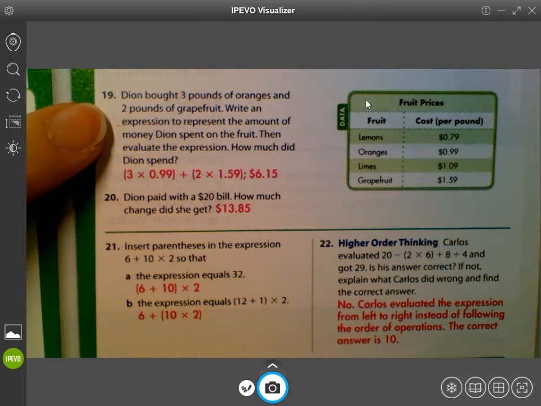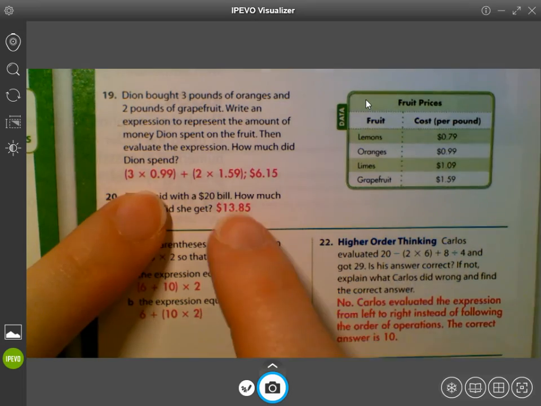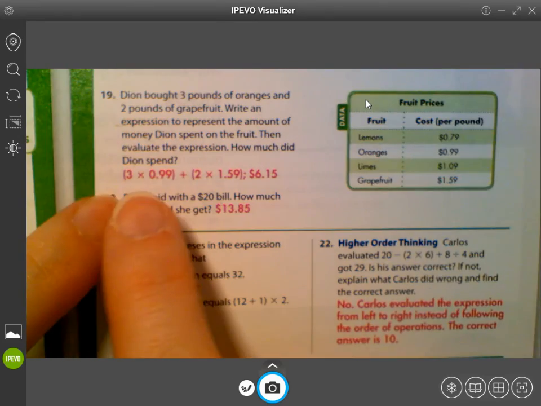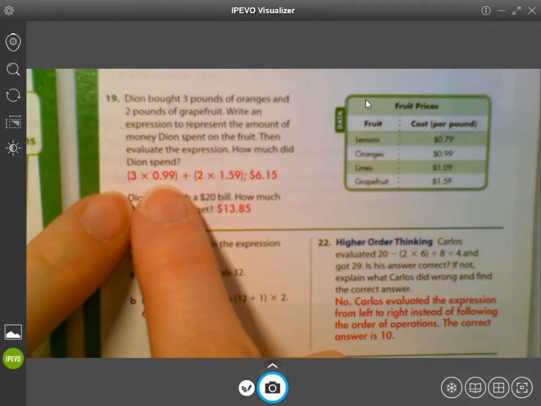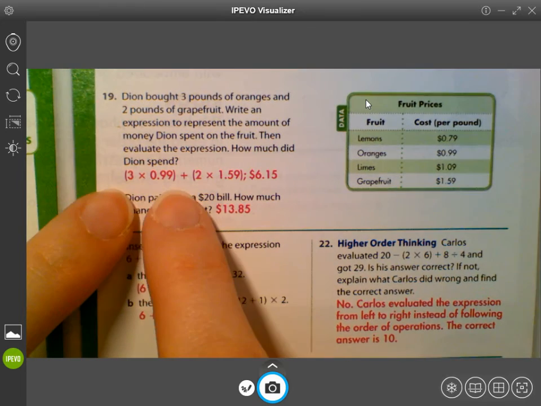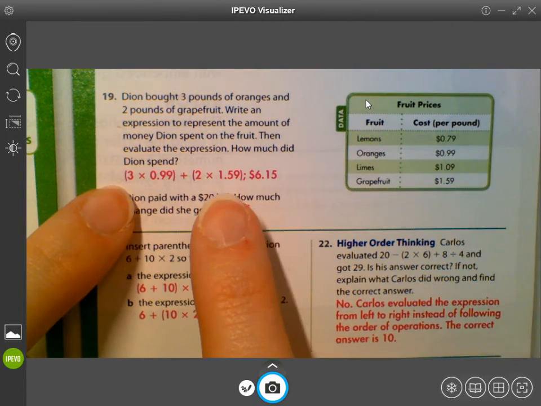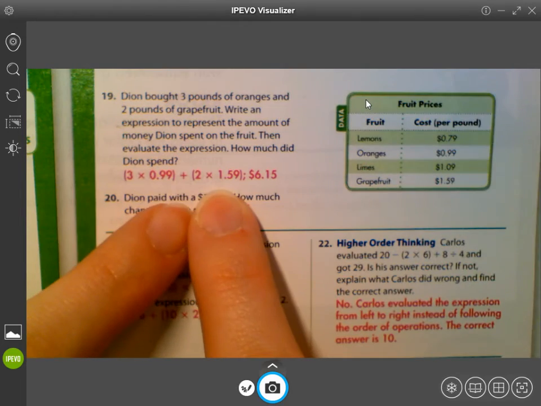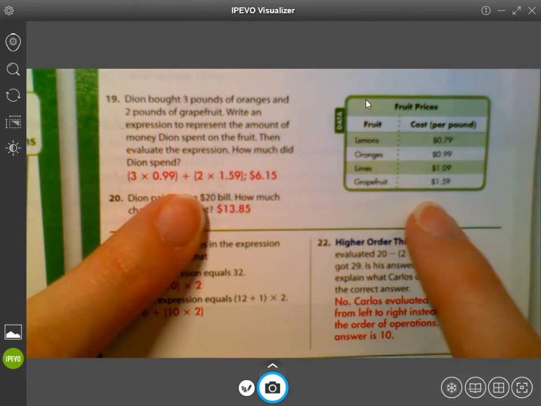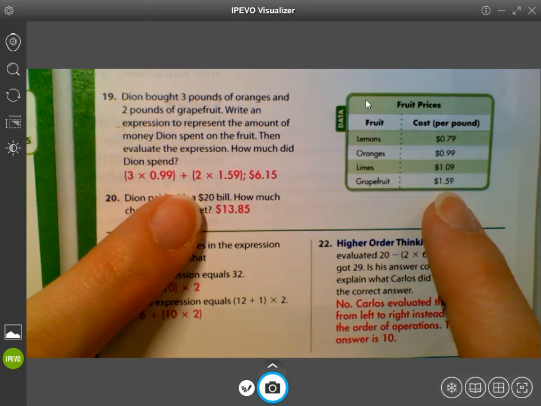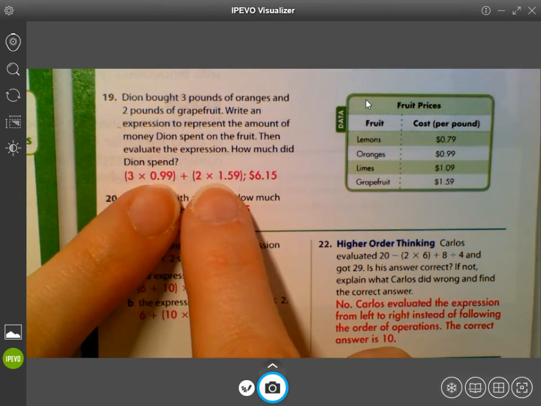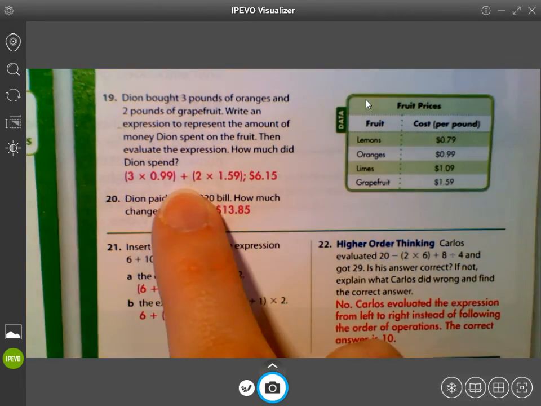So, Dion bought 3 pounds of oranges and 2 pounds of grapefruit. So, in parentheses, we're showing that. We're taking 3 times the cost of oranges per pound. So, 3 times 99 cents. Then we're taking 2 times the cost of the grapefruit, or 2 times $1.59. We put those in parentheses, and then we put the addition symbol before.